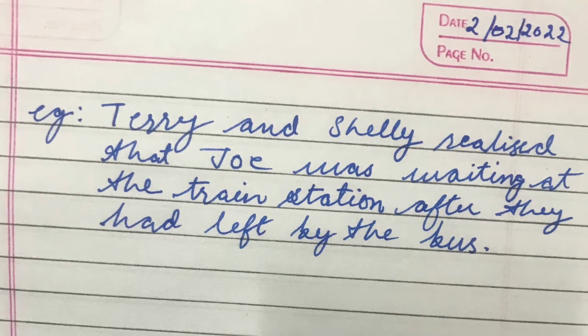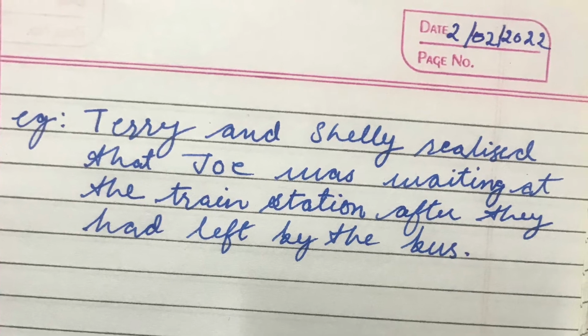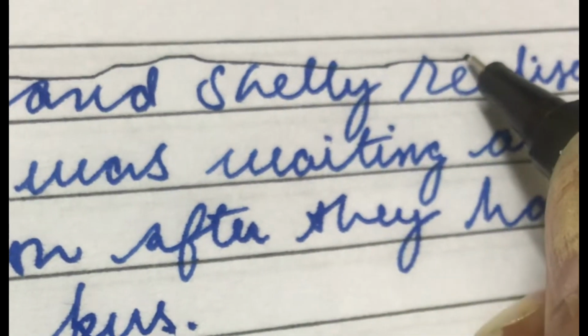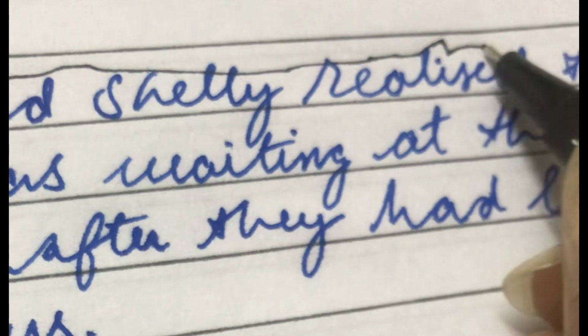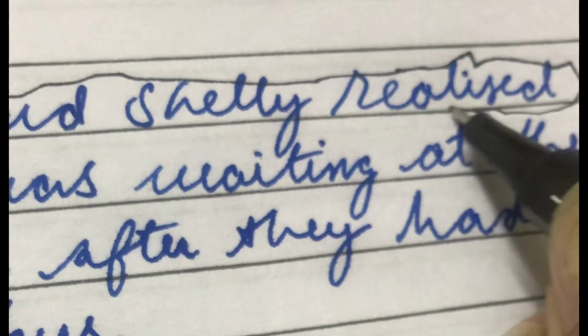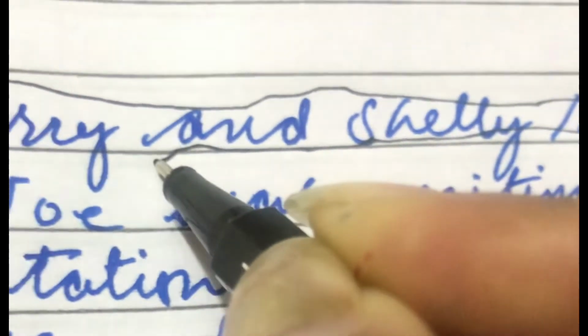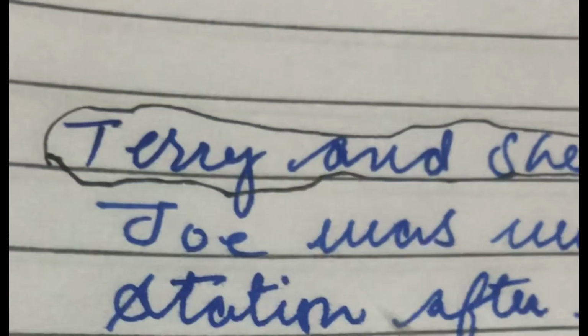So let's look at an example of the complex sentence. Terry and Shelley realized that Joe was waiting at the train station after they had left by the bus. So we realize that in this case there are three clauses. Now let us look at each one of them. Terry and Shelley realized, this is the first one. Joe was waiting at the train station, this is the second clause, and they had left by bus, this is the third message.